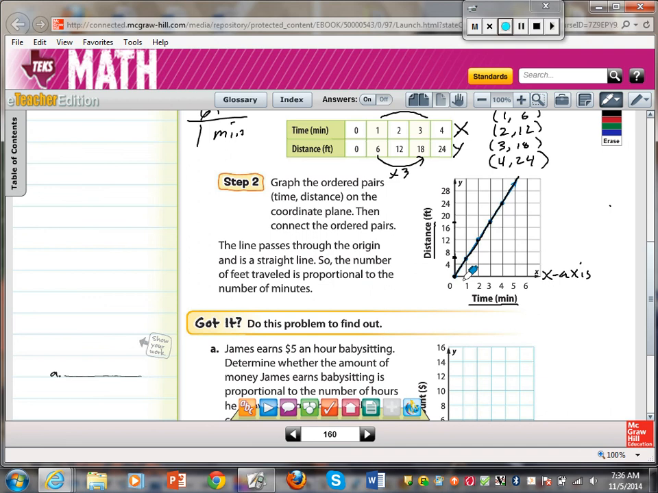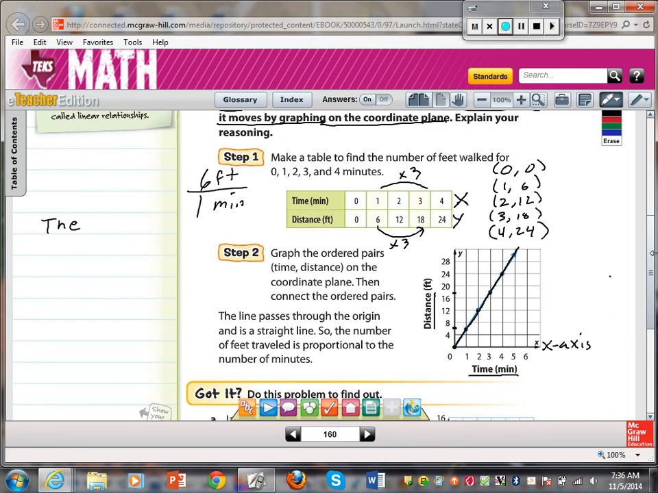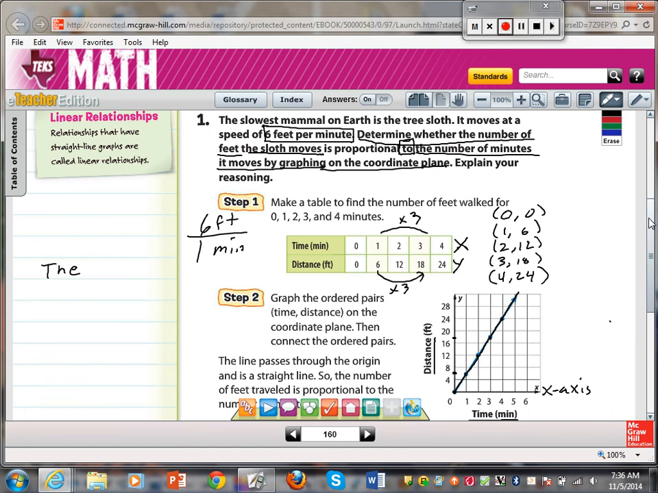You would say, let's go back up here. The number of feet the sloth walks is proportional to the number of minutes.